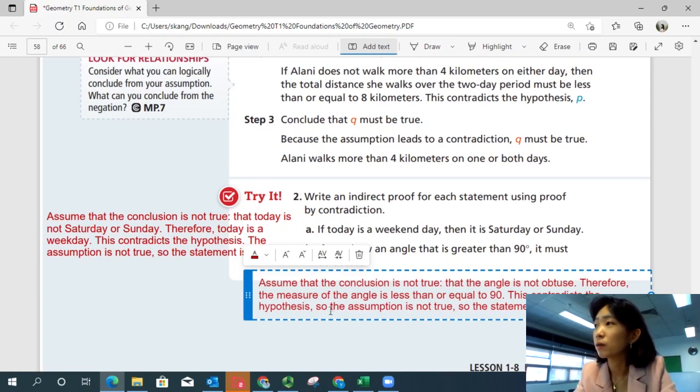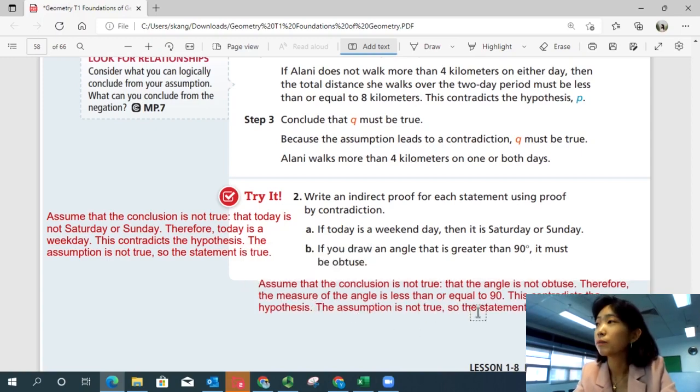Whoops, I have so many cells, so I'm going to change that.